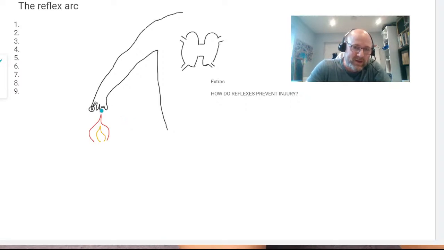Okay, so here you see, yeah, there is an effector. There's definitely an effector. Okay, let me run through it, guys.